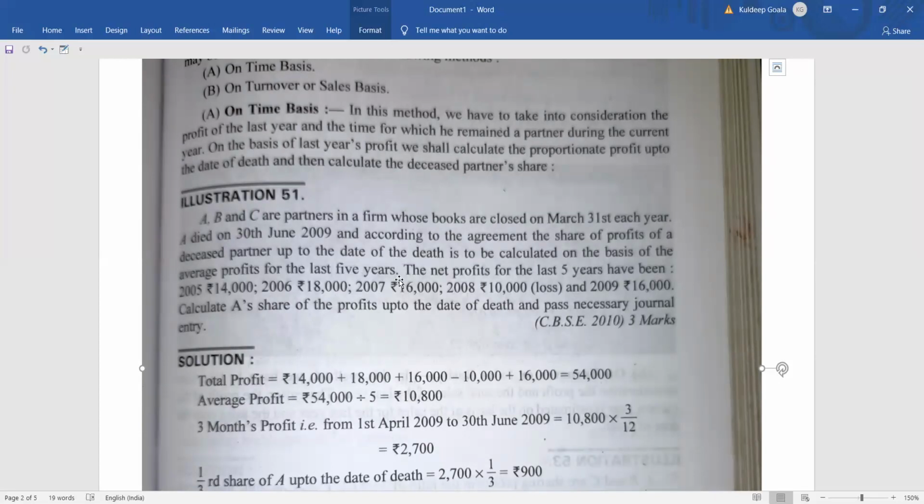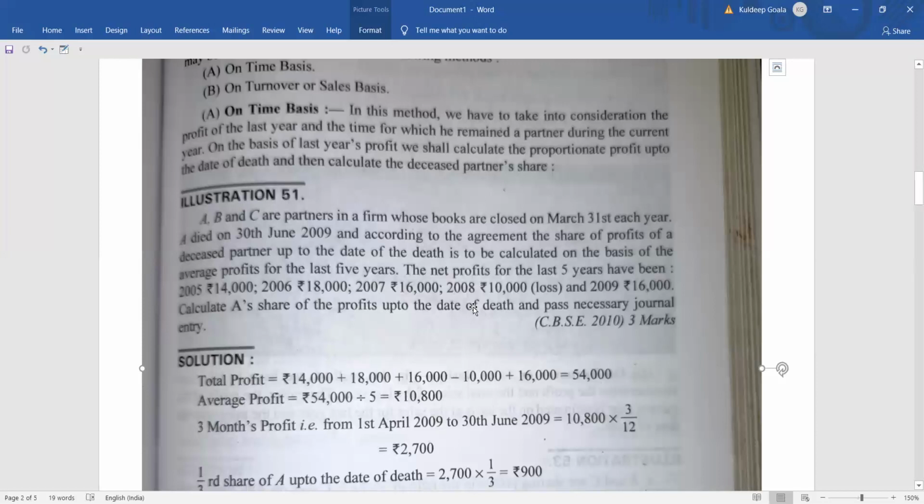Okay, you will take the average profit of last 5 years, and on the basis of that, you are going to give the deceased partner share of profit. Clear? So what is given here? The net profit of last 5 years has been like this: 2005 it was 14,000, 2006 18,000, 2007 16,000, 2008 we can see that there is a loss of 10,000, and 2009 we are going to see that it's a profit of again 16,000. So calculate a share of profit up to the date of death and pass journal entries. It came for 3 marks in the CBSE 2000 paper.